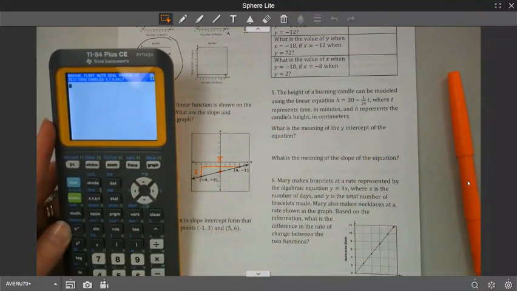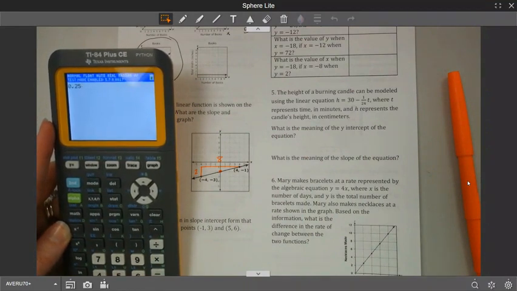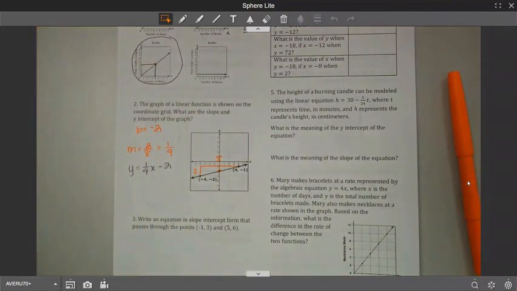Well, I don't like my answers with decimals, so to change a decimal to a fraction, type in the decimal. Then you're going to hit math. The first option is fraction, so I'm going to hit enter, enter. So I got 1/4, which is the equation that I had already written.